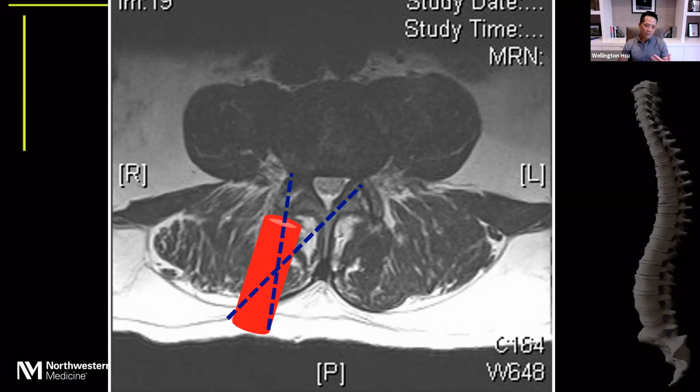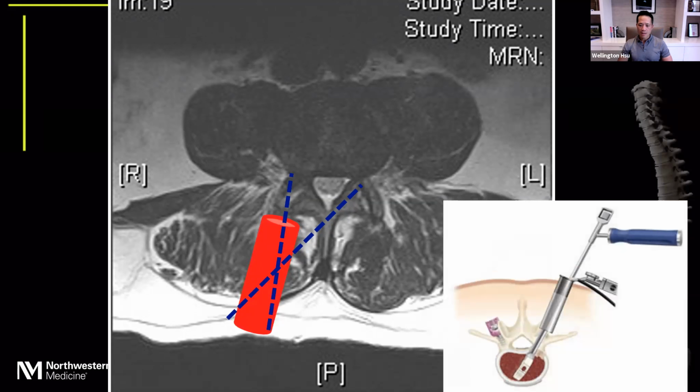And then you have to do the fusion, because you destabilize the segment. But if done in a judicious way, the patients have really good outcomes. So you can see when we insert the tube, we're coming at an angle. We usually make our incision about 3 centimeters lateral to midline. We want to aim the tube about 25 degrees onto the facet joint. We want to see the lateral edge of the facet joint in the tube.